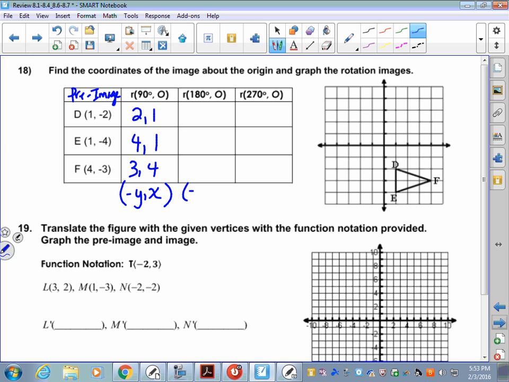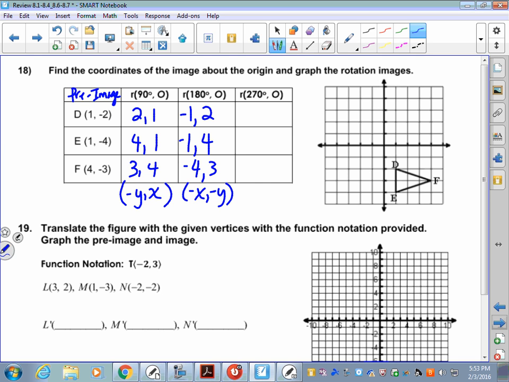The rule for 180 is negative x, negative y. We're switching both terms, x and y. So we have 1, negative 2. 1 now becomes a negative 1. Negative 2 now becomes a positive 2. And we just do that for each one. So we have 1, comma, negative 1, 4. And then we have negative 4, comma 3.